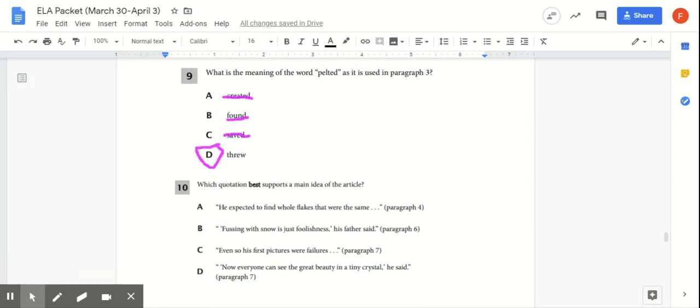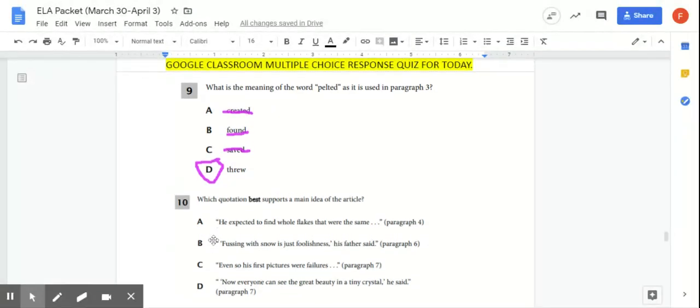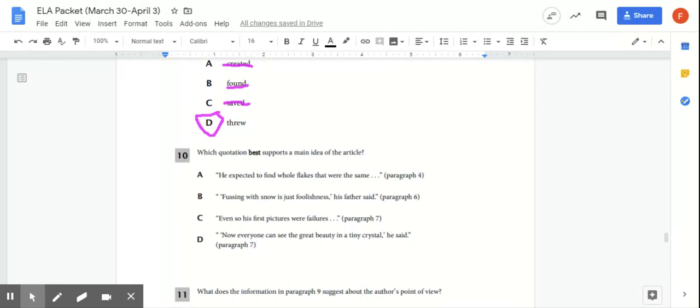Question number 10. Which quotation best supports a main idea of the article? A, he expected to find whole flakes that were the same. B, fussing with snow is just foolishness, his father said. C, even so, his first pictures were failures. D, now everyone can see the great beauty in a tiny crystal. So, right, we're finding the quote that best supports the main idea of the article.